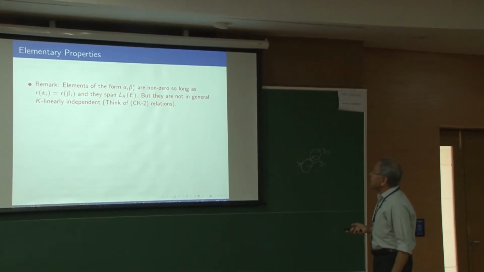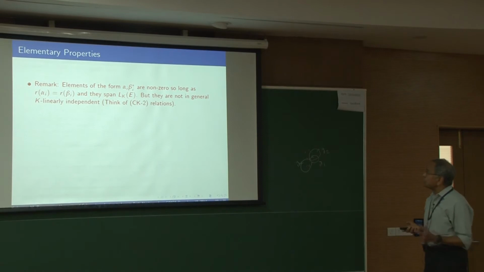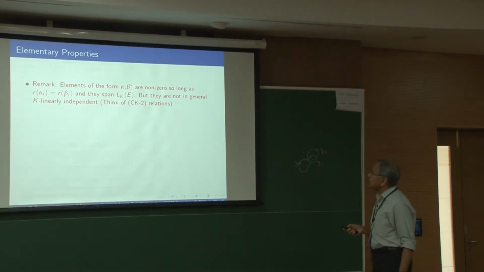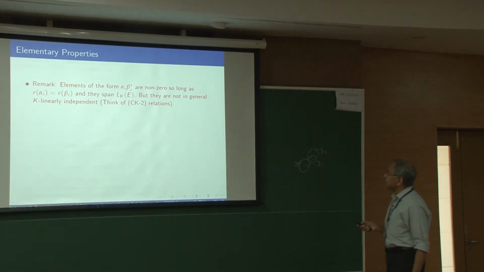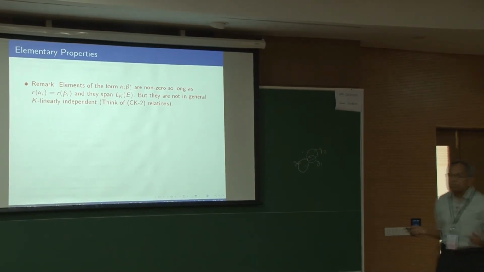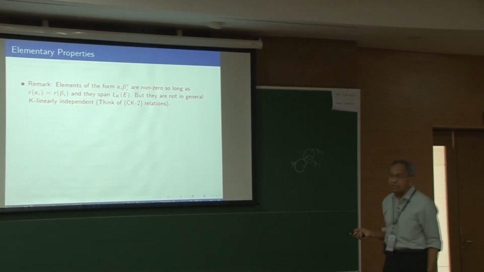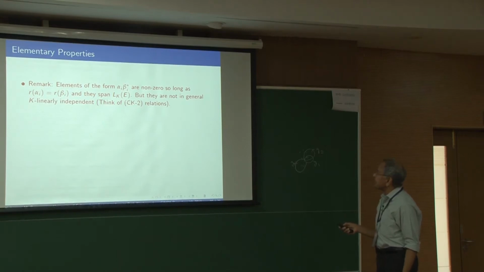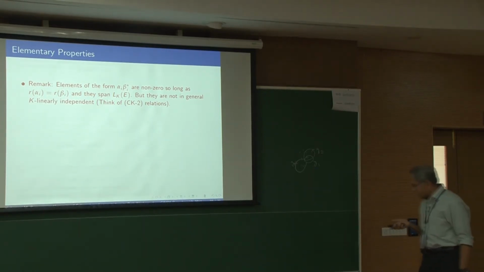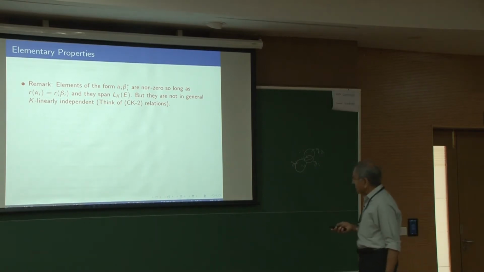The elements of the form alpha_i beta_i star are non-zero so long as the range of alpha equals the range of beta, and of course they span the Leavitt path algebra, but they are not K-independent. They don't form a basis. The CK2 relation already indicates that they are not independent.